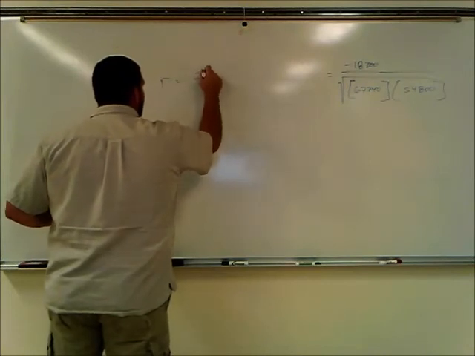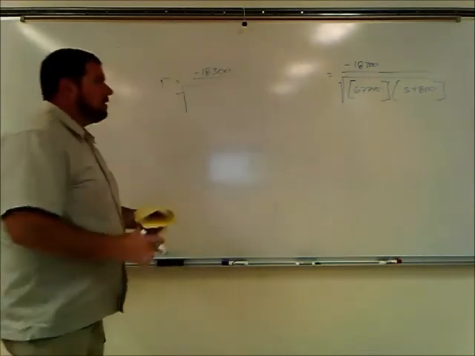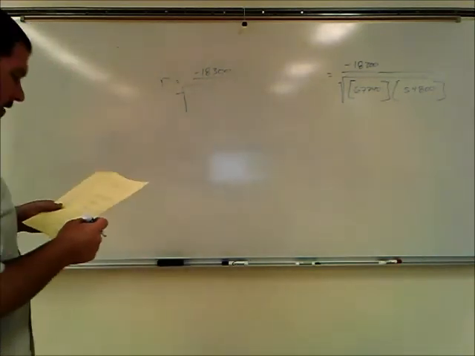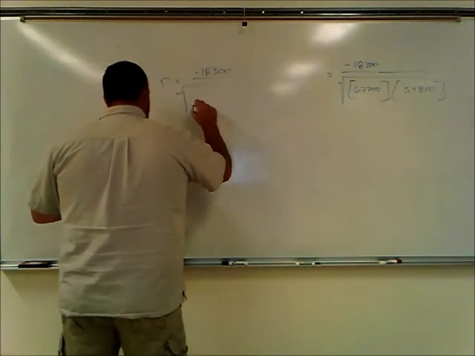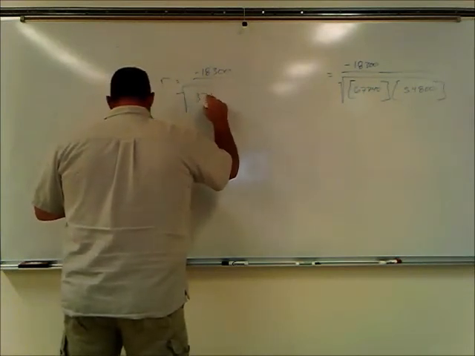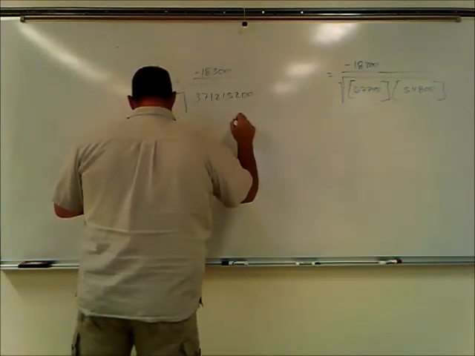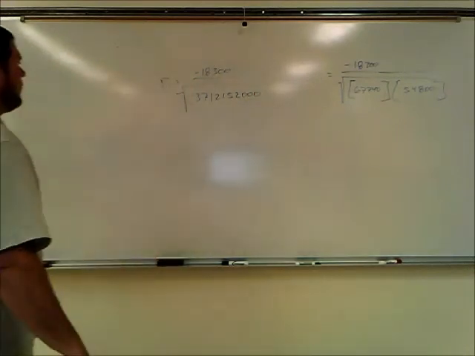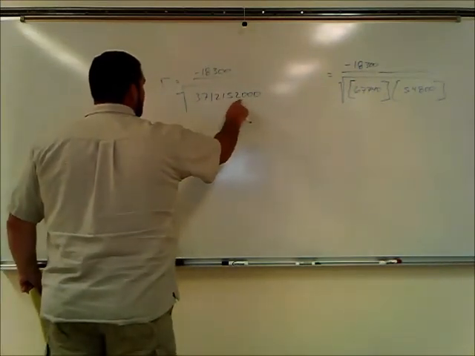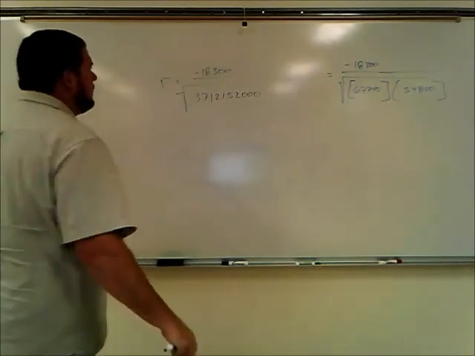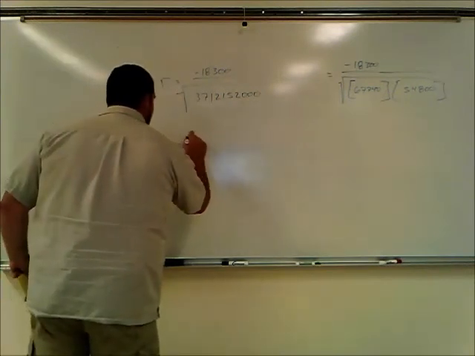We know our numerator, negative 18,300. We know that we need to keep the square root here, and multiply the boxes together, 67,740 times 54,800 gives us a score under the square root of 371,215, and then 3 zeros. 3,712,152,000. In the next step, we're going to take the square root.